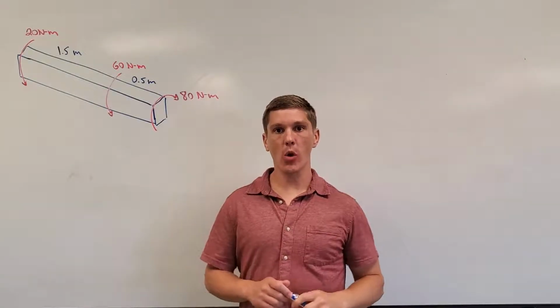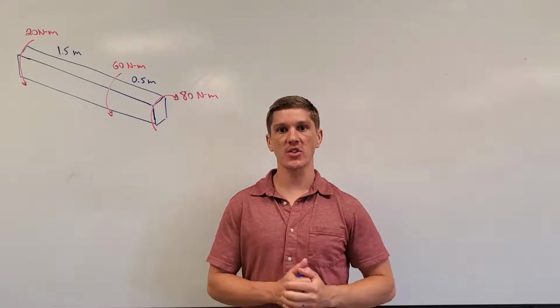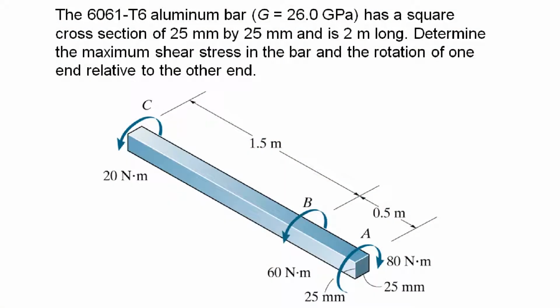Okay, so let's jump into our case study solution for non-circular shafts. Okay, the problem reads, the 6061 T6 aluminum bar, which has a modulus of rigidity of 26 gigapascals, has a square cross-section of 25 millimeter by 25 millimeter, and it is 2 meters long. Determine the maximum shear stress in the bar and the rotation of one end relative to the other end.